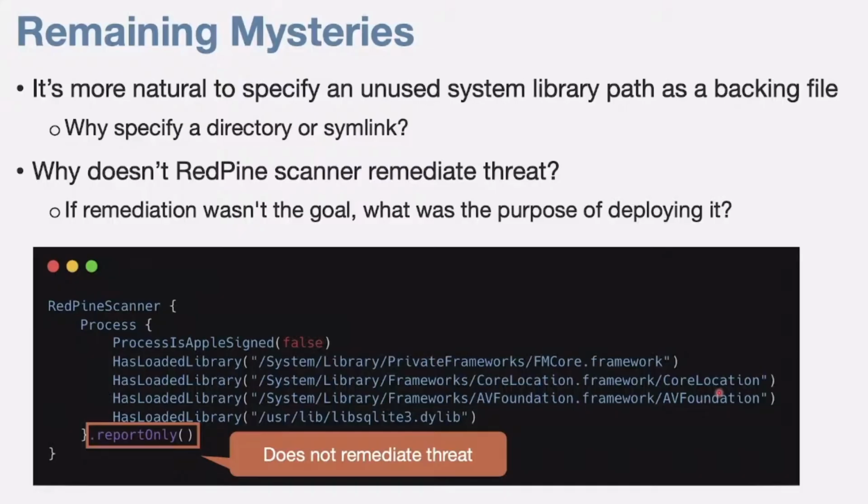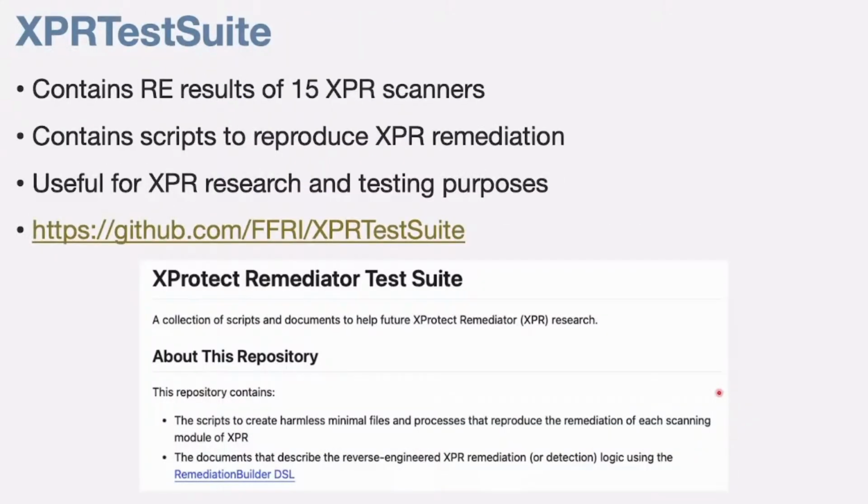Another puzzling thing is that the red pine scanner never performed remediation. Even when it detects malware, it just reports it to Apple, nothing more. If it's not designed to remove threats, what's the actual purpose of deploying it? Unfortunately, the answers remain unclear. All my findings are available on my GitHub repository. It contains reversing results of 15 XPR scanners, so I hope they help with your future research.